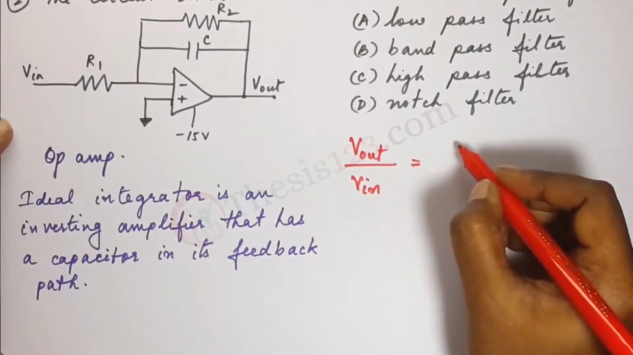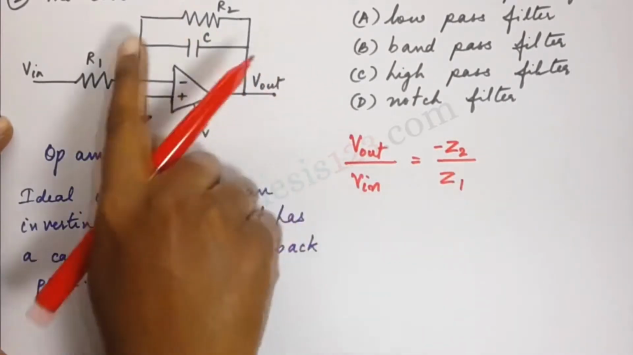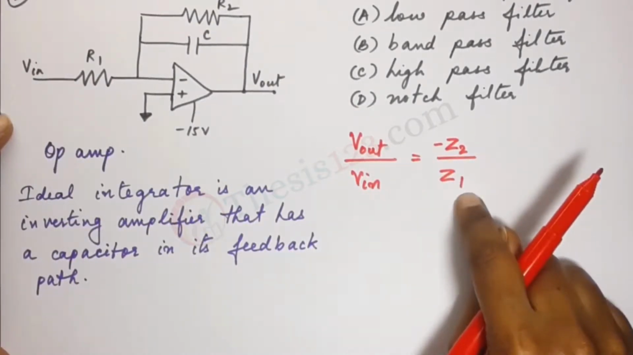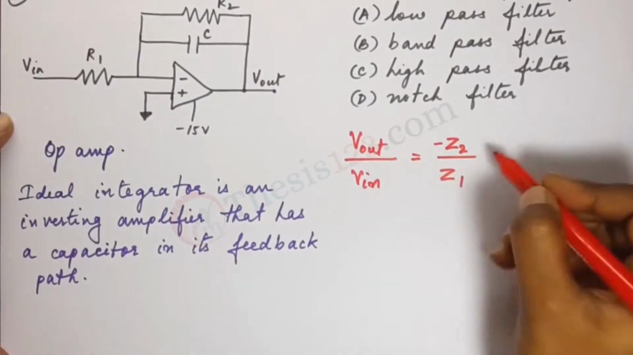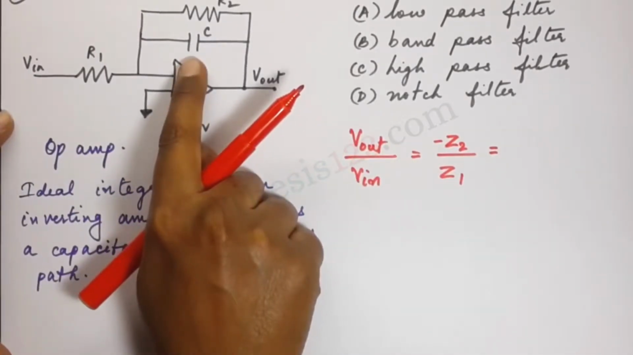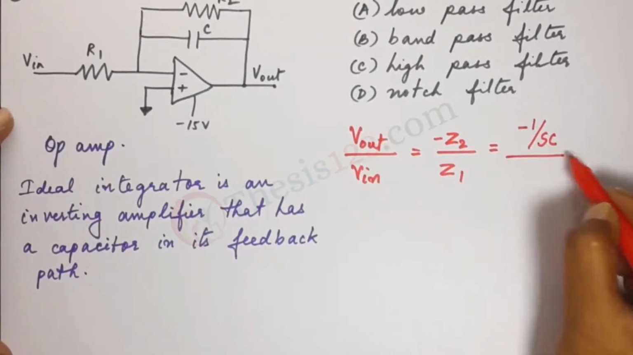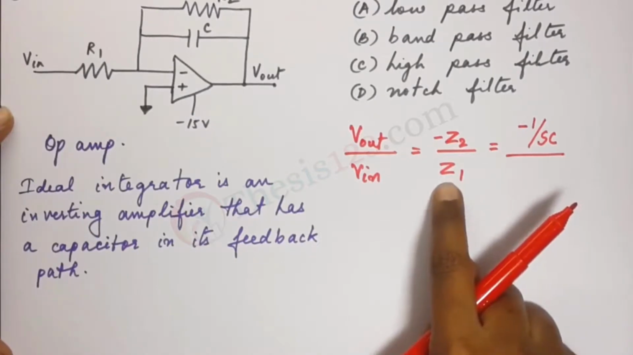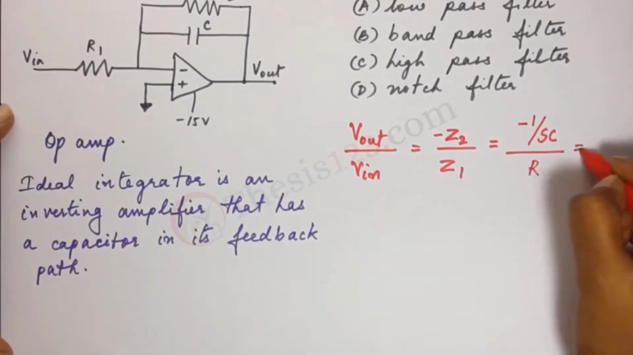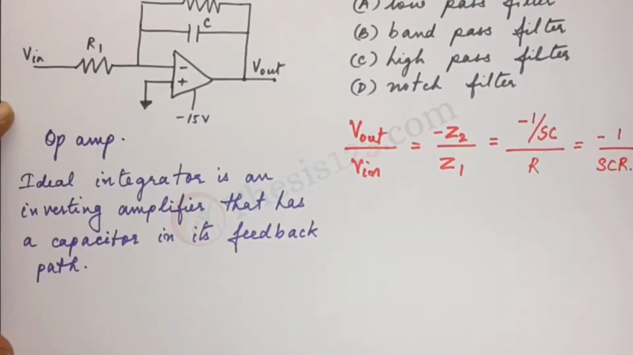Now V out to V in, let's note that down as Z2 by Z1. Now because there is a feedback path, I'm including that as a negative. So that's minus Z2 by Z1. So we're taking it in terms of impedance here, the ratio. So minus Z2, in terms of what we have here, we have a capacitor. So we write that as 1 divided by SC, by Z1 is R1. So let's just note that as R. Now if we simplify this, we can write that as minus 1 by SCR.